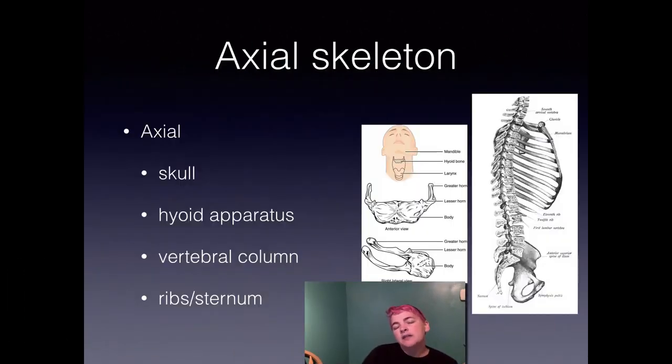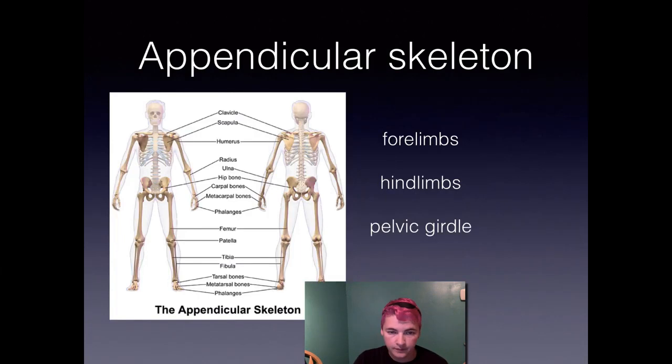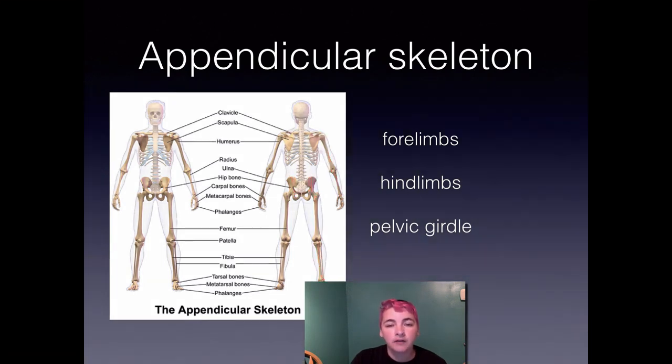We can divide our skeleton into three main portions. The axial skeleton, kind of like the axial portion of our body, consists of the skull, the hyoid apparatus. The hyoid apparatus is this here. It is a small bone found just below our lower jaw. It helps with tongue movement. The vertebral column, the sternum, and the ribs. The appendicular skeleton is going to be your forearms, your hind limbs, and the pelvic girdle.